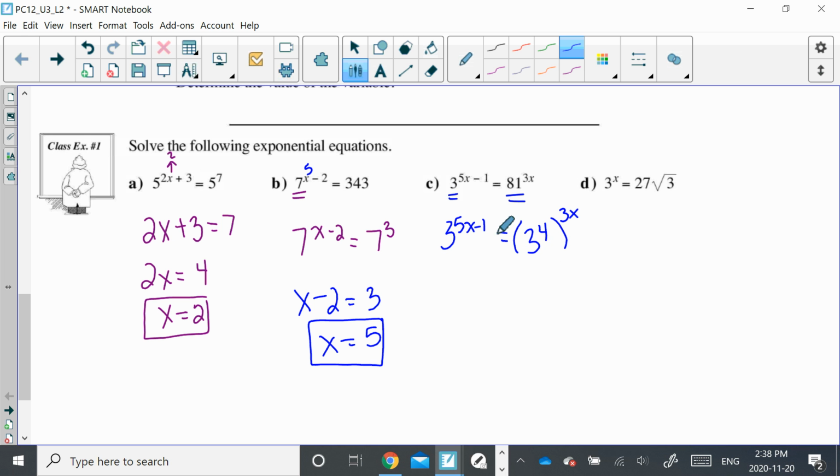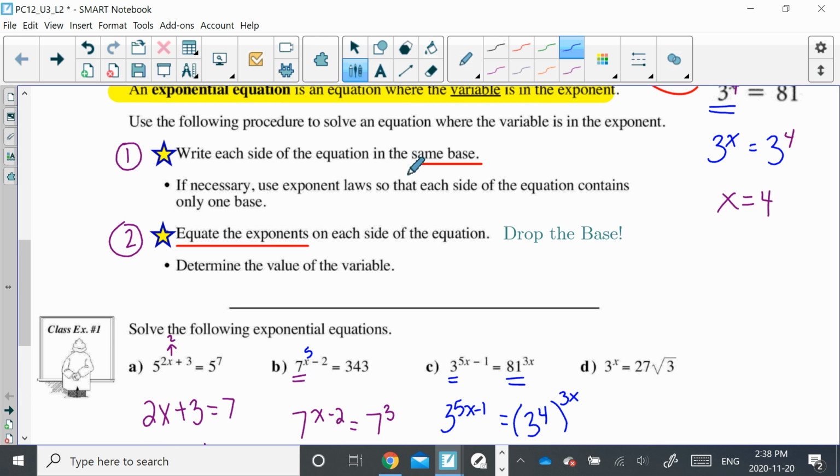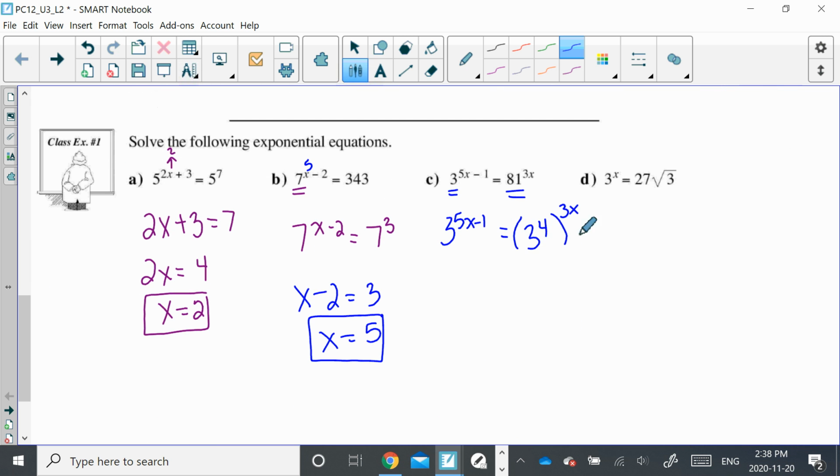Okay, in this example, before we drop the base, we're going to do this intermediate step. Once we have the same bases, it says, if necessary, use exponent laws so that each side of the equation contains only one base. So we do have the same base, but we want to do power to a power here. So 3 to the power of 5x minus 1 is equal to 3 to the power of 4 times 3x, which is 12x. We can now drop our bases and equate the exponents. 5x minus 1 is equal to 12x.